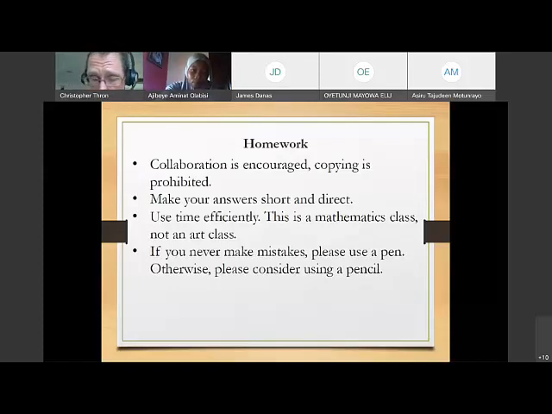When you submit your homework, you can either submit a text or you can photograph your writing and send me the photographed copy.